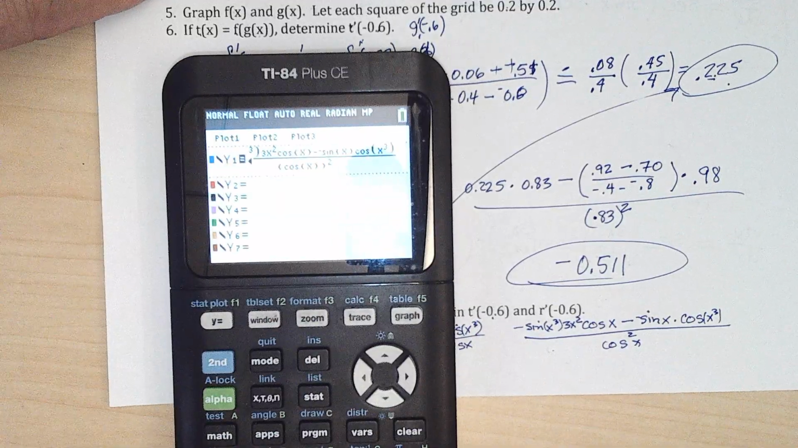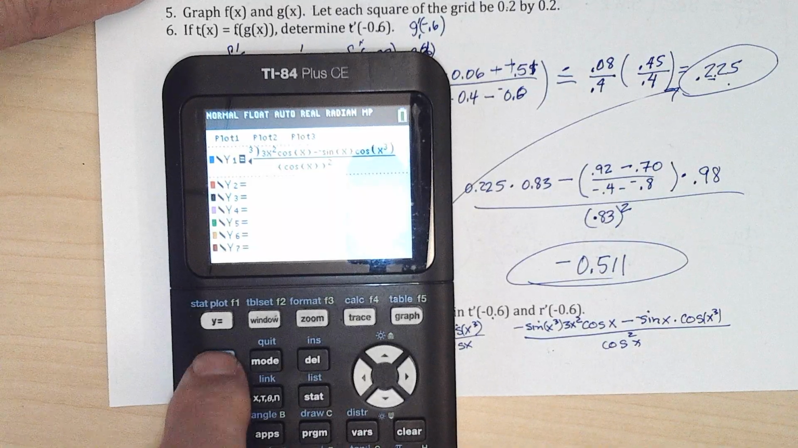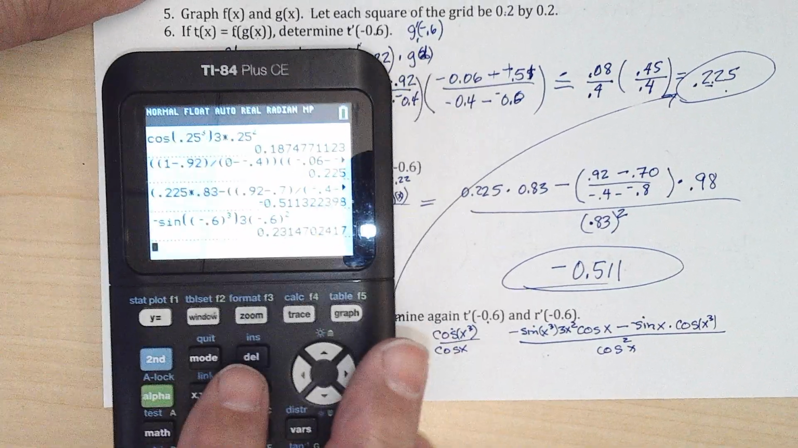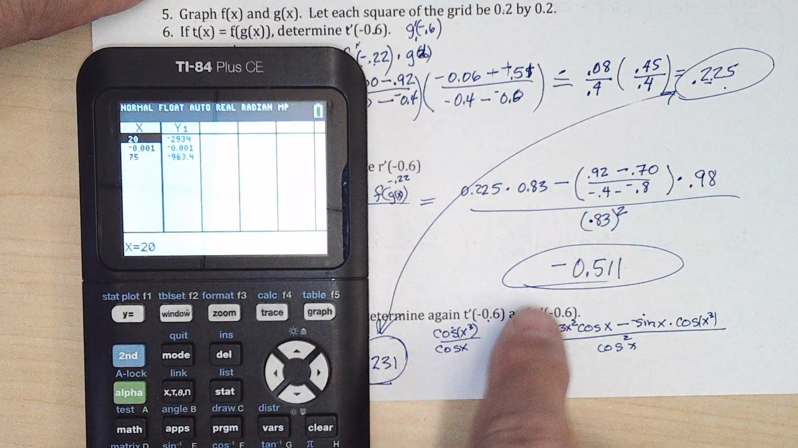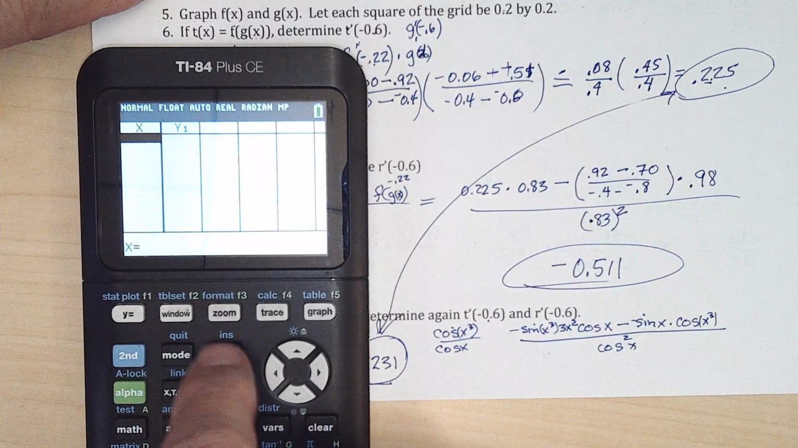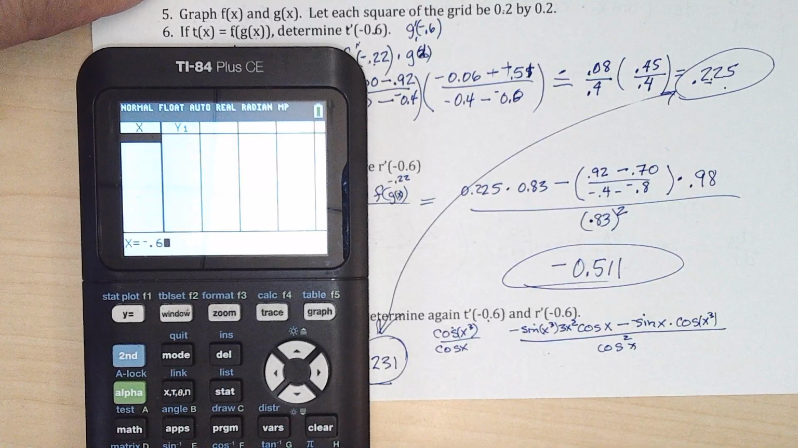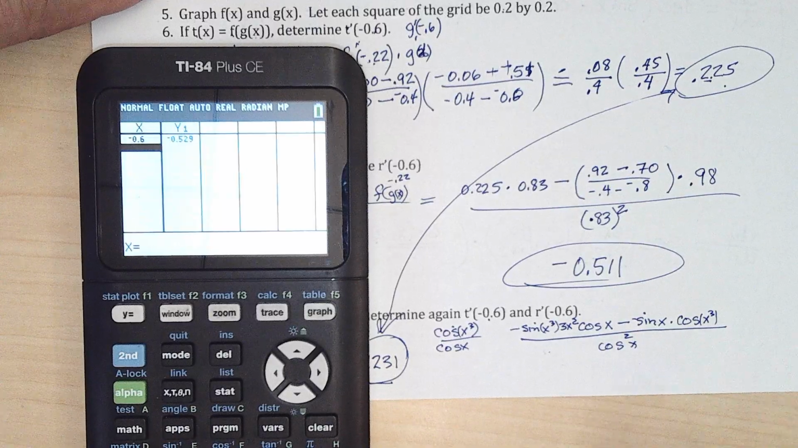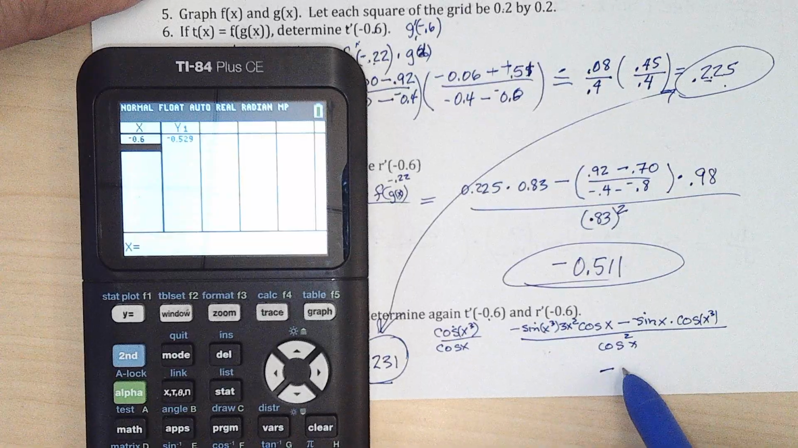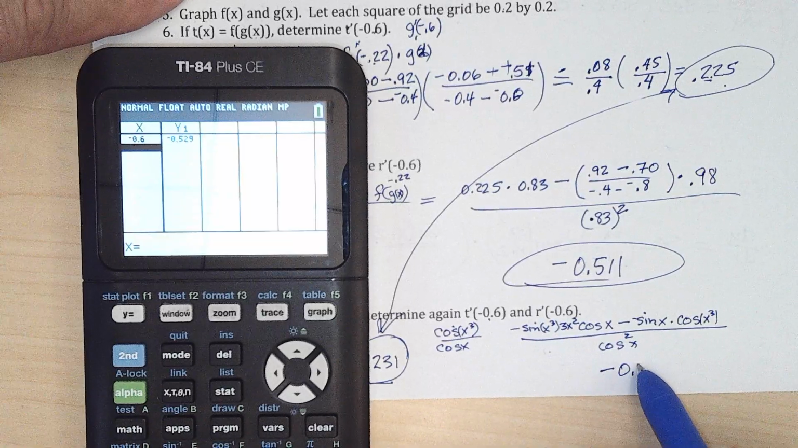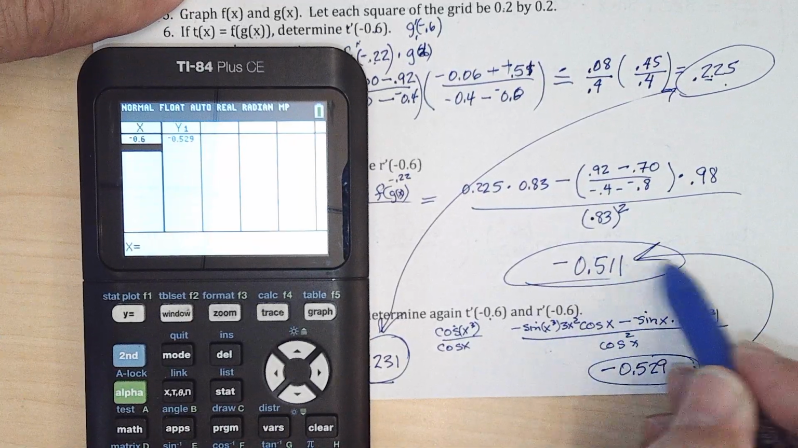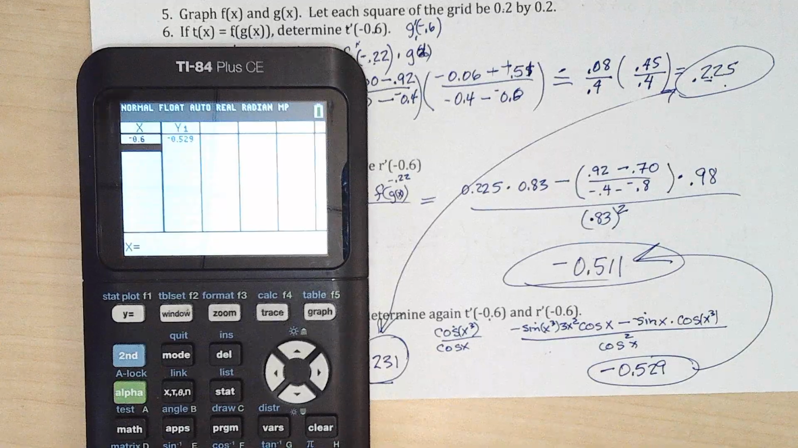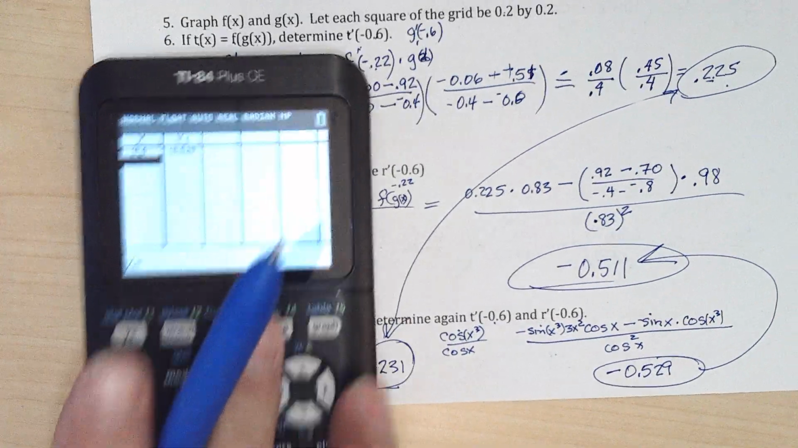So there's that. And then I'm going to quit. I'm going to go to my table and type in negative 0.6. And it says working this out at negative 0.6 exactly, or more exactly, is negative 0.529, which is close to what I got by doing the approximations off the graph.